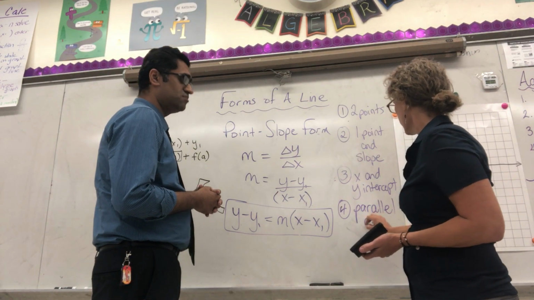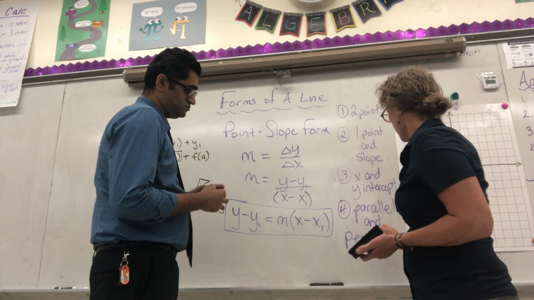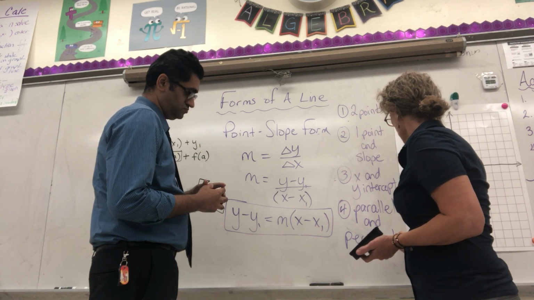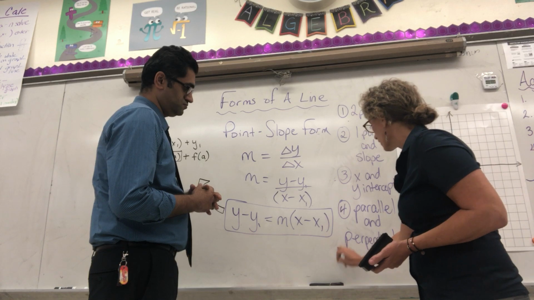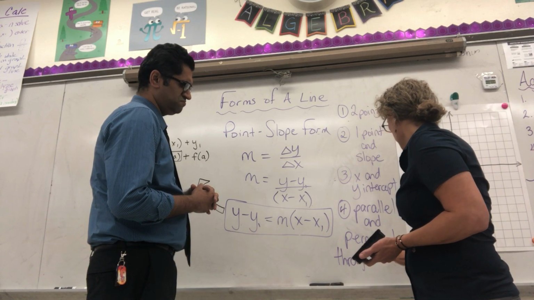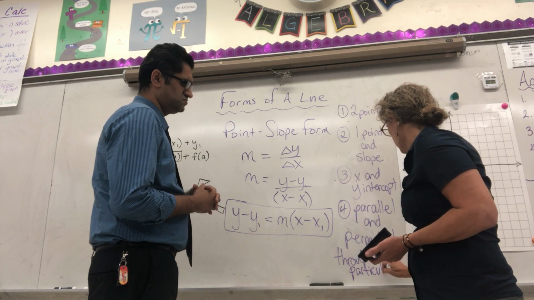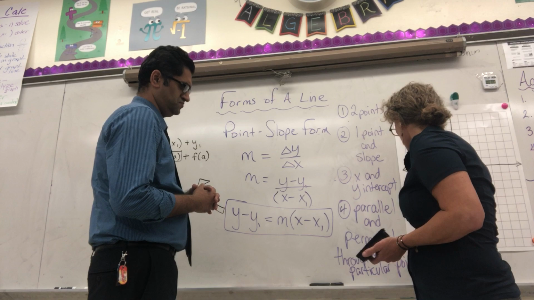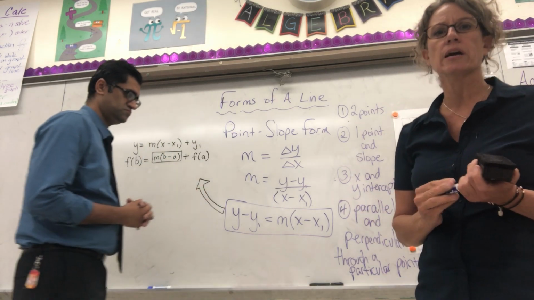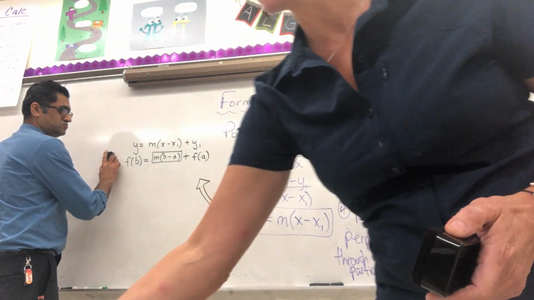Right. Parallel and perpendicular, which was a topic in geometry. So parallel and perpendicular, but we would need a point, wouldn't we? Through a particular given point. Okay, so we're going to practice these skills right now so that you have all the different ways that we can write the equation of a line.